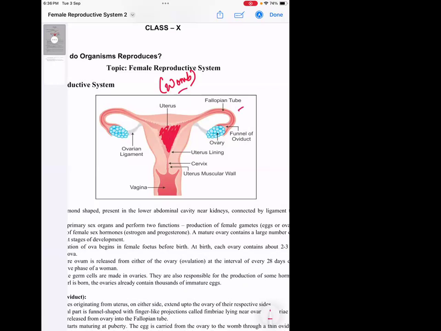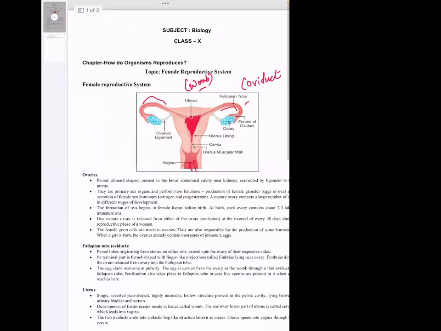Then the fallopian tube, which is also called the oviduct. On both sides, this side and this side, we have one, and at the end of the fallopian tube, the ovaries will be there. Fine. Then the first part from where the sperm enters is the vagina. Next part after the vagina is the cervix, and then directly comes the uterus. So these are some of the parts of the reproductive system.